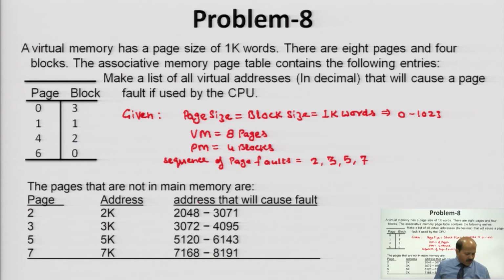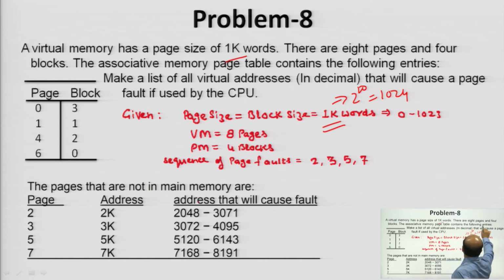Now, come to the next problem. Here, a virtual memory has a page size of 1K words. One page size equals the block size, that is equal to 1K words. That means 0 to 1023 will be the range of addresses, because this is equal to 2 to the power 10, which is 1024. So, the address may vary from 0 to 1023.